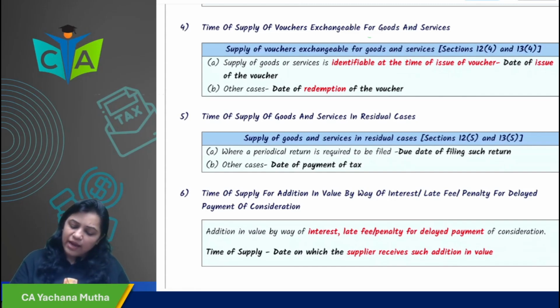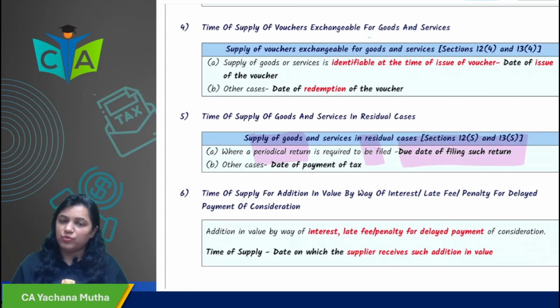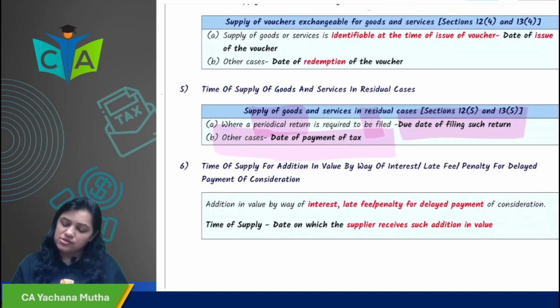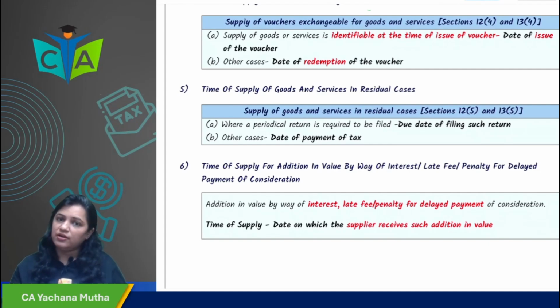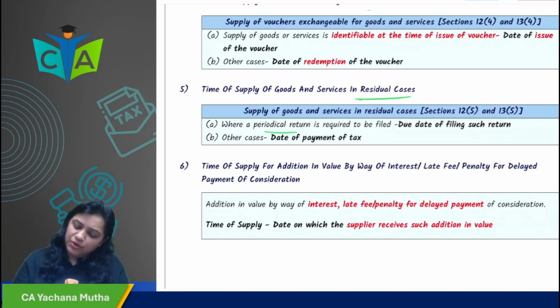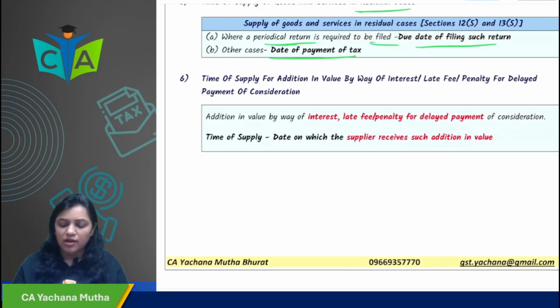And then, time of supply of goods and services in residuary cases. What are the residuary cases? Where the periodical return is required to be filed, the due date of filing such return. In all other cases, the date of payment of tax. So this is the residuary entry. It will apply in case of goods as well as services. Again, for goods, section 12 will be triggered, and section 13 will be triggered in case of services.